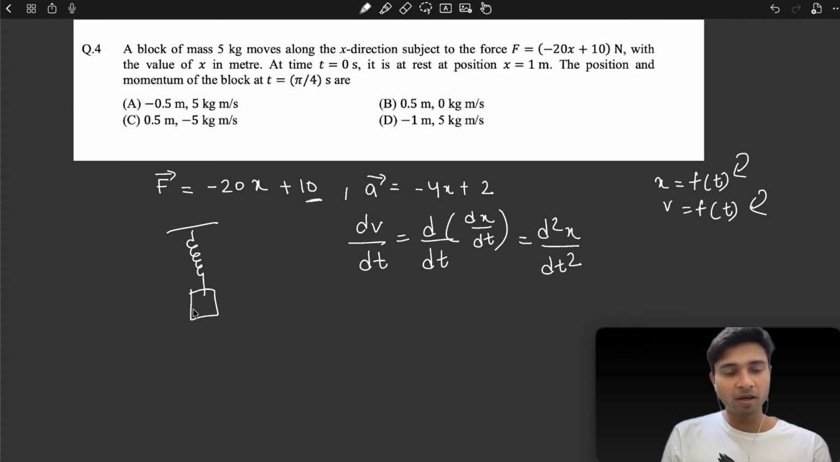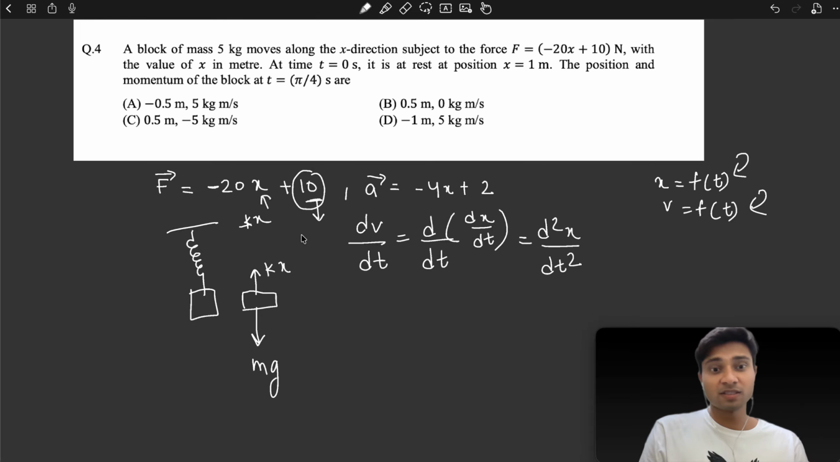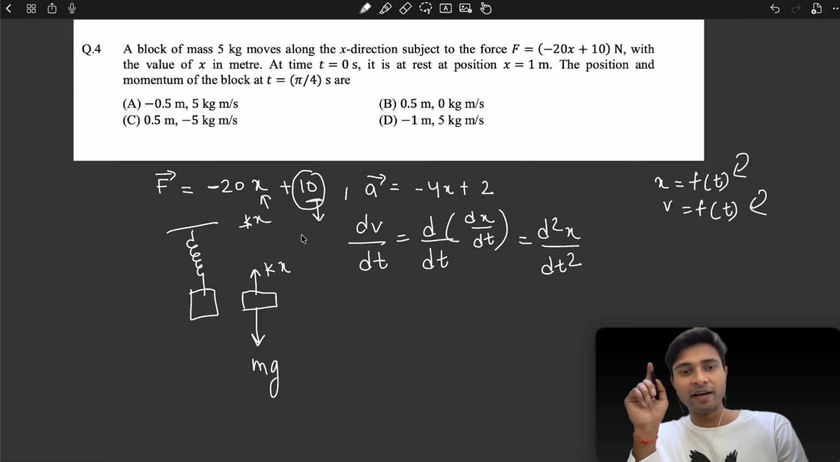Why am I saying so? Because in the vertical direction there is always some constant force mg, and then there is some spring force which is in the opposite direction of displacement. So this minus 20 and this x give us a hint that there is a spring, and this constant term is giving us a hint towards gravity.